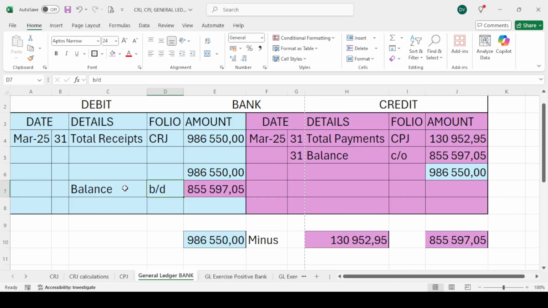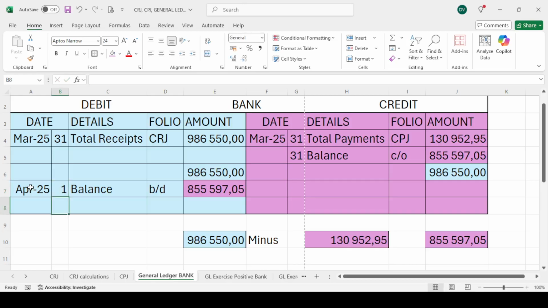Okay? Because what have you done? You've taken all the receipts, all the money that you've received, and you've minused all the money that you've paid, and you're now left with a balance. And that money is the money that you get to start off with in the new month. That's why the balance now will be for the next month, which is April, and the day will be the 1st.